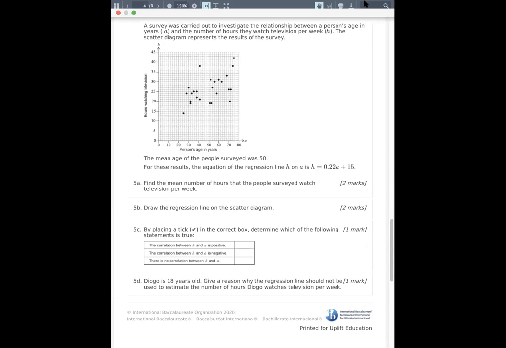So basically, it's asking to find the mean number of hours that the people surveyed watch television per week. So when it gives us this sort of scatter diagram, they'll usually give us some sort of equation. And what you're going to do is find the mean age of people surveyed. In this case, this was 50. You're just going to plug it in for A. And when you calculate it on your calculator, you should get 26. And that's going to be your mean number of hours that people surveyed watch television.